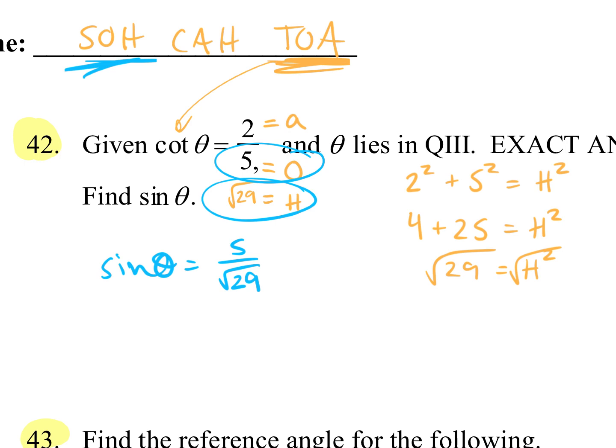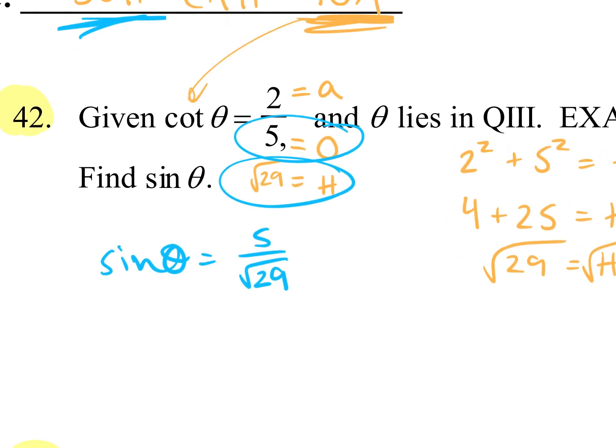Can we leave our square root in the denominator? No, we have to rationalize. Again, this wouldn't be an answer choice, it would be the rationalized version. So multiply the top and the bottom by square root 29. So we get 5 square root 29 over 29.